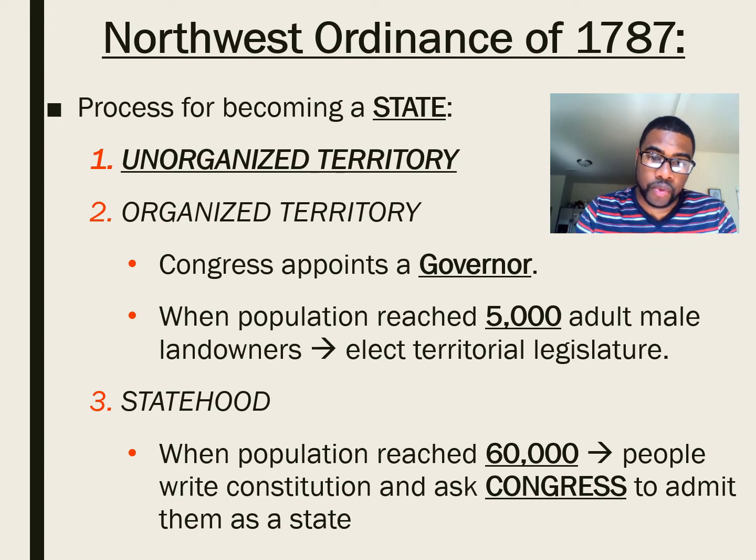Statehood: when the population reached 6,000 people, the people would then be able to write a constitution and ask Congress to admit them as a state. Moving forward.